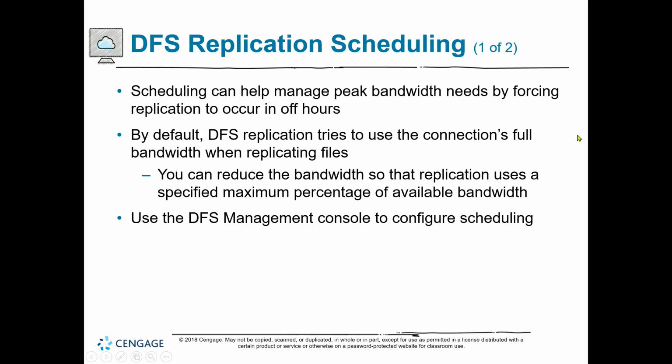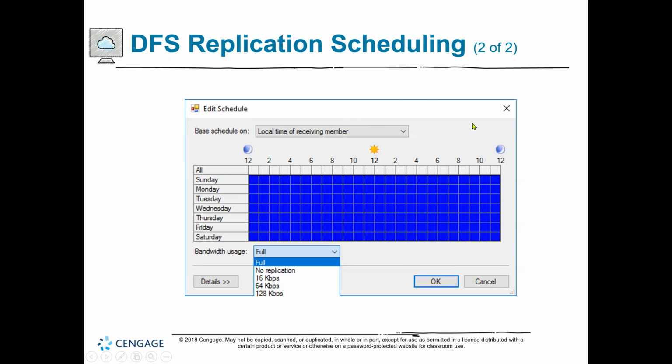DFS replication scheduling. Scheduling can help manage peak bandwidth needs by forcing replication to occur in off hours. By default, DFS replication tries to use the connection's full bandwidth when replicating files. You can reduce the bandwidth so that replication uses a specified maximum percentage of available bandwidth. Use the DFS management console to configure scheduling. So there you go, you have your edit schedule right there.